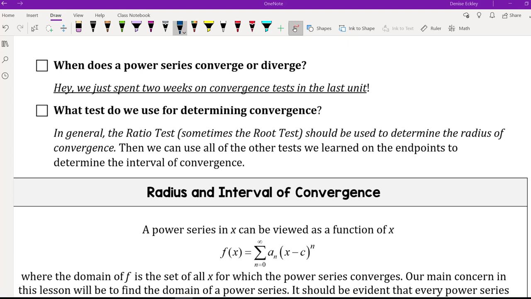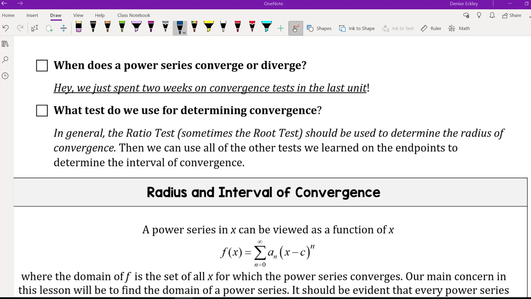This is part 2 of section 10.8, power series and interval of convergence. So in this part, what we're going to do is talk about these important questions. When does a power series converge? And what test do we use for determining the convergence? Now, we've spent a lot of time on our convergence tests, but it's nice to know that one of the easier tests is the one that we use, which is the ratio test.